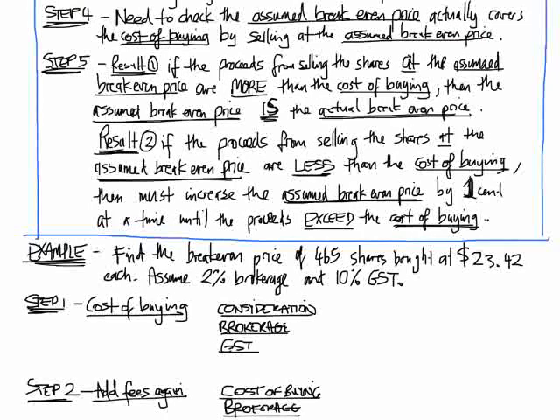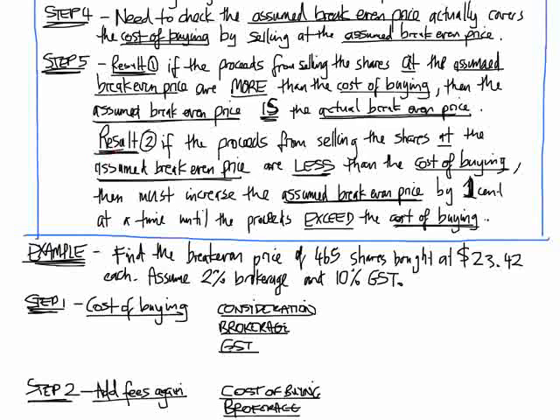And now, the proceeds from selling the shares at the assumed break-even price are either going to be more than the cost of buying or less. If they're more than the cost of buying, then the assumed break-even price covers the brokerage and GST of both transactions, so that assumed break-even price you got in step 3 will actually be the real break-even price. So you can stop the question there.